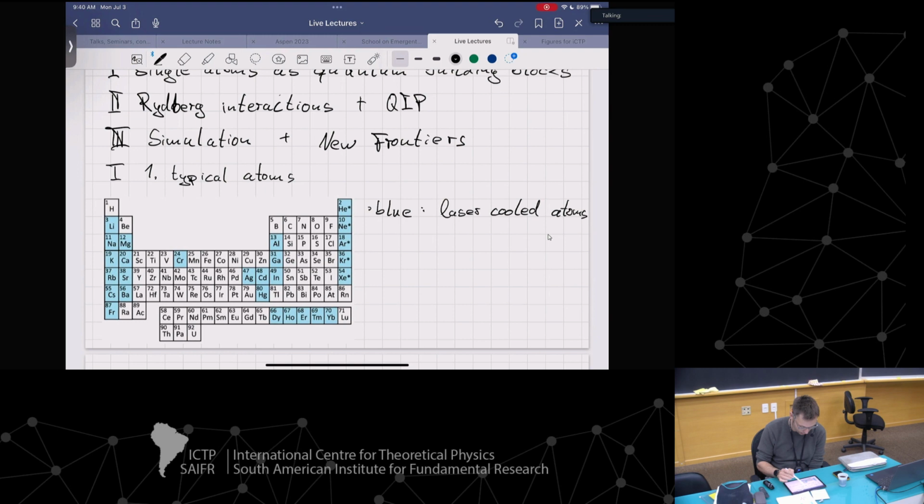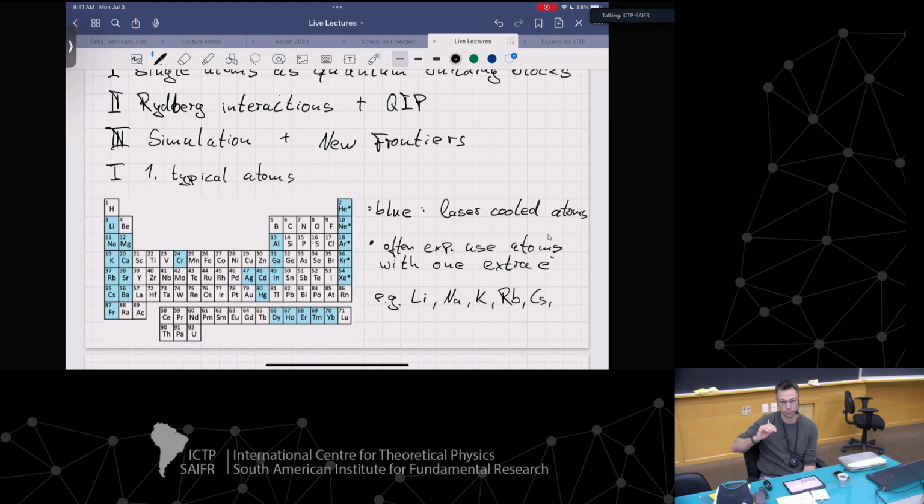This first column, the first group, is a group that is very often used. Often experiments use atoms with one extra electron. That's just the first group. Hydrogen maybe was used in the beginning, now not so much anymore, but lithium, sodium, potassium, rubidium is very famous, cesium. As you go lower, francium is radioactive, so it's not so often used, but some experiments actually do experiments with francium.